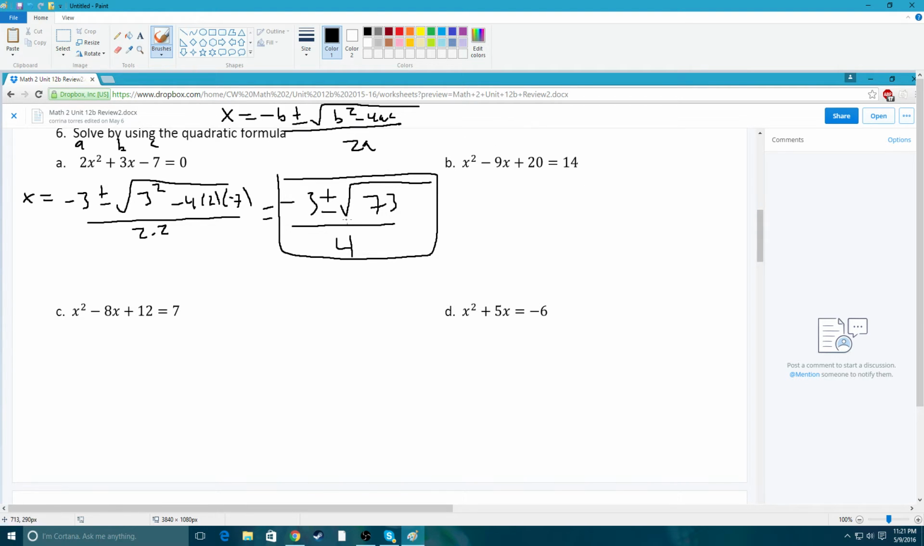Okay, for B, it's not equal to 0, so you have to make it equal to 0. So we're going to subtract 14 from both sides. So this becomes x squared minus 9x plus 6. So this is x equals negative b, so it's a positive 9 since it was negative to start with, plus or minus the square root of b squared, which is 81, minus 4 times 1 times 6, all over 2.